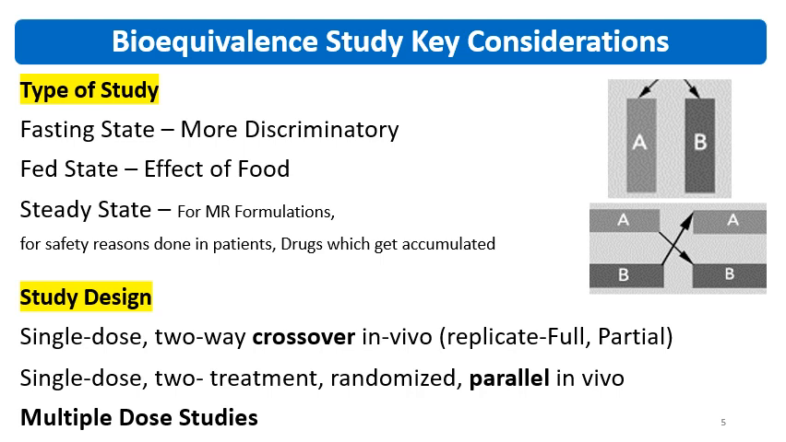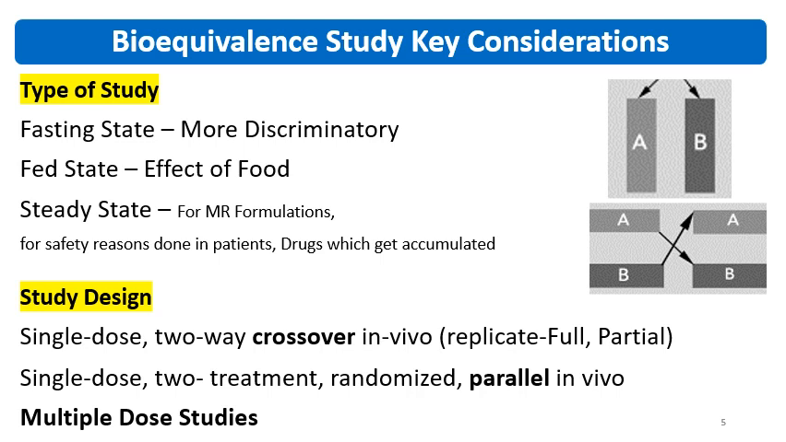If the innovator's formulation claims in their labeling or PIL that there is no food effect, then generally the study is performed in the fasting state. Then coming to the steady state. Steady state is a multiple dose study, and in this study generally the modified release formulations are tested. Some of the formulations which are toxic or which cannot be tested in normal human beings, these formulations are tested in the patients who are already taking those medicines.